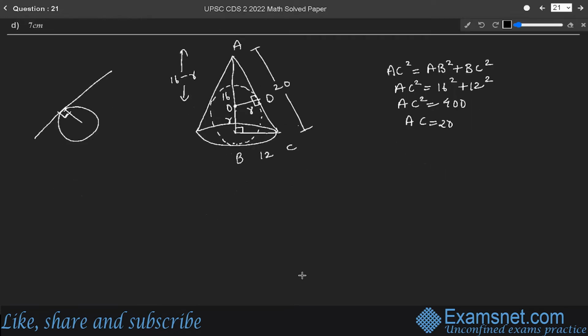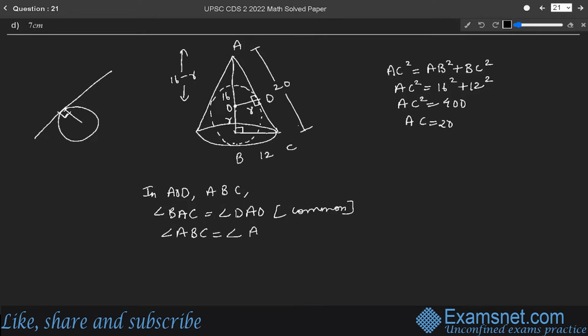Now we have two triangles AOD and ABC. In both the triangles AOD and ABC, angle A is common. So we can write that angle BAC is equal to angle DAO because both are common angles. Also, you can see that in both the triangles, there is an angle which is 90 degree. So we can say that angle ABC is equal to angle ADO because both are 90 degree.